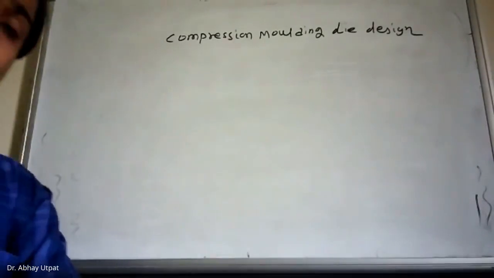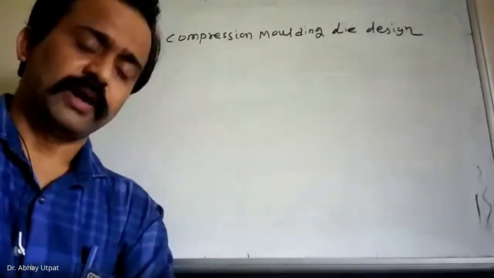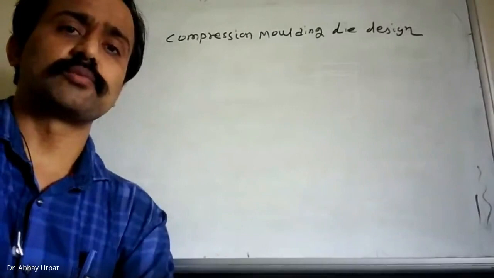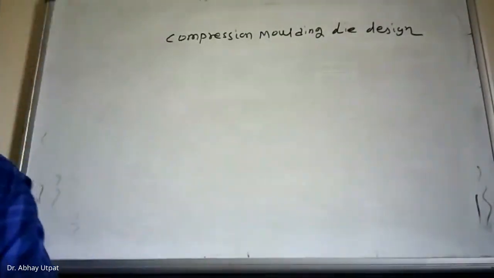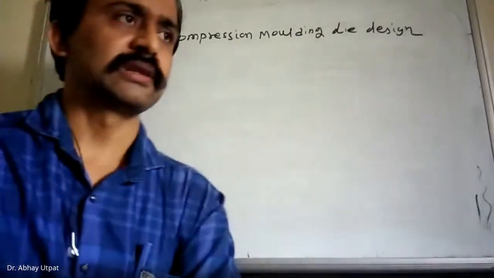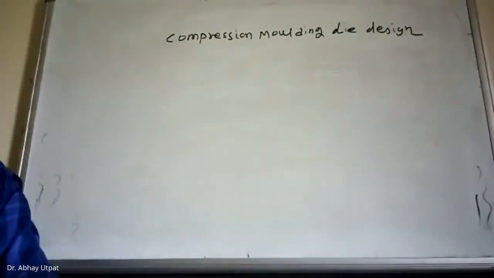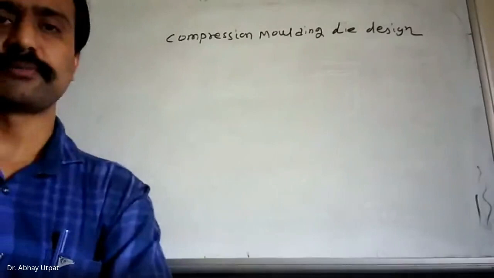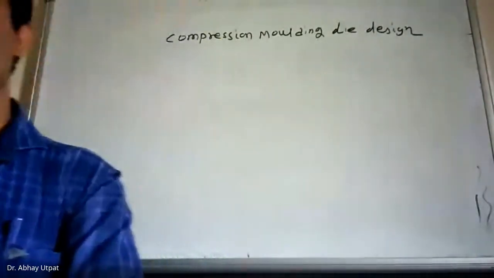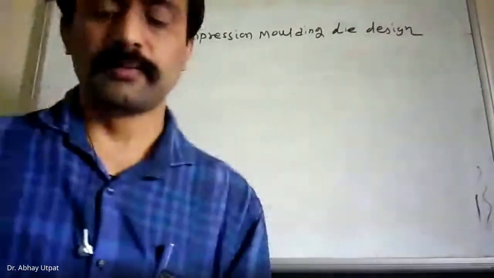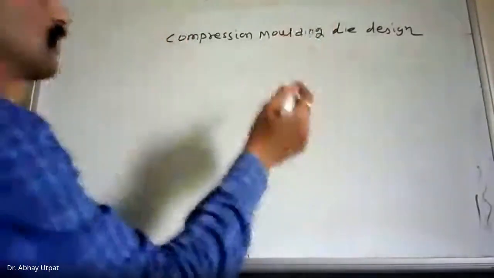So one component will be given to you, and it will be asked to design the compression mold for the given component. I repeat once again, in this illustration, one component will be given to you, and it will be asked to design the compression mold for the given component. You just write down: design the compression mold for the component as shown in figure.